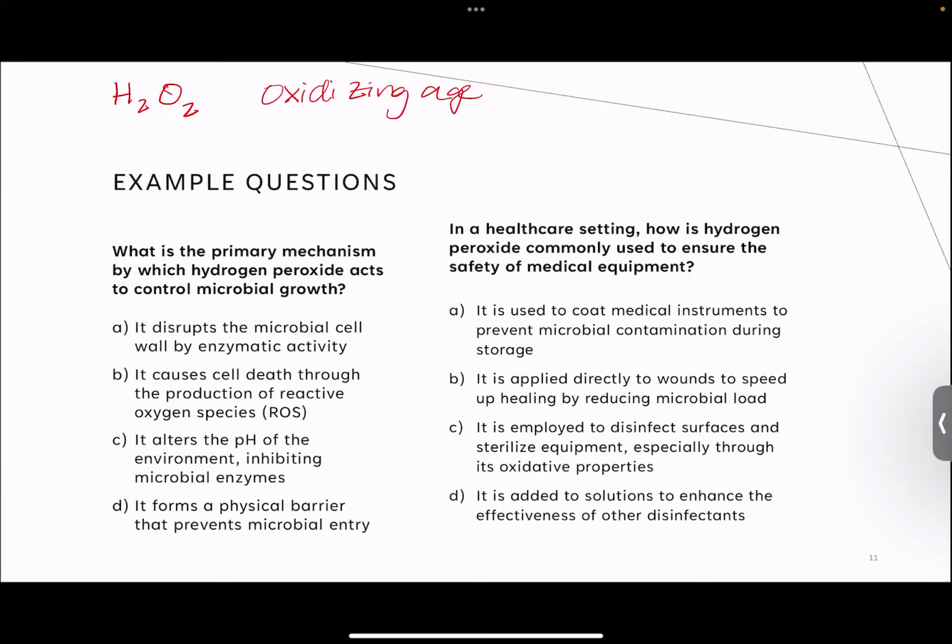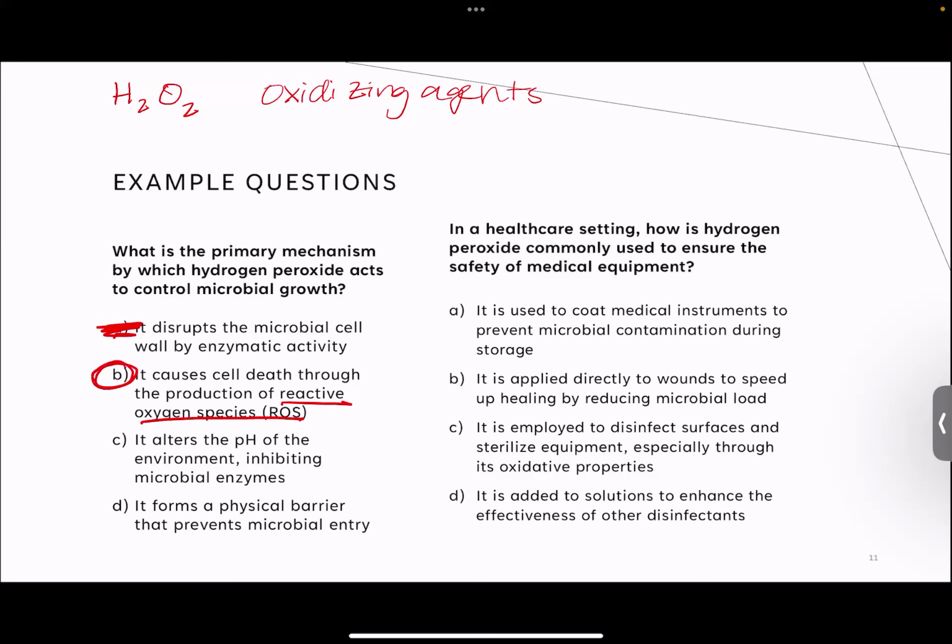So how do oxidizing agents work? They're going to basically have chemical reactions with things to move electrons around, right? So again, redox reactions. If you remember anything for redox, it's moving electrons around. All right, so does it disrupt the microbial cell wall by enzymatic activity? It's not an enzyme, right? And so we're not going to be doing that. Does it cause cell death through the production of reactive oxygen species? We also might call these free radicals, right? So yes, it does do that.